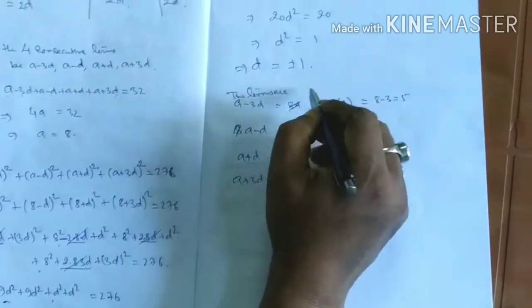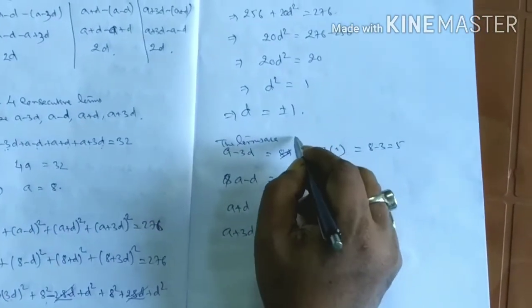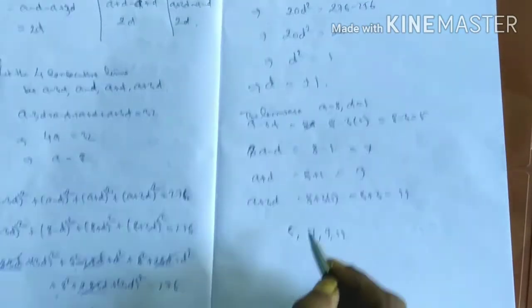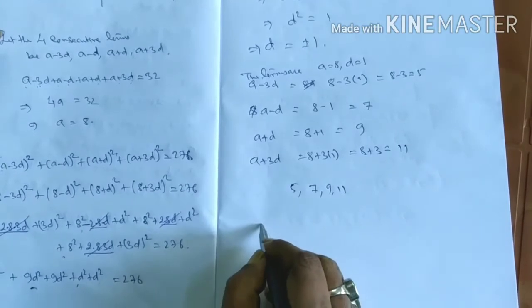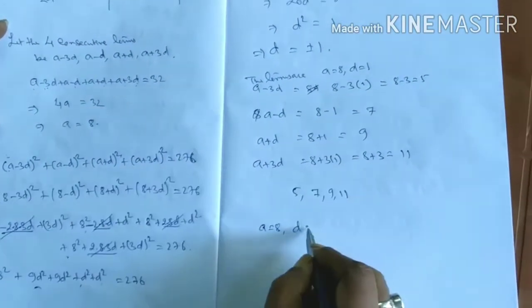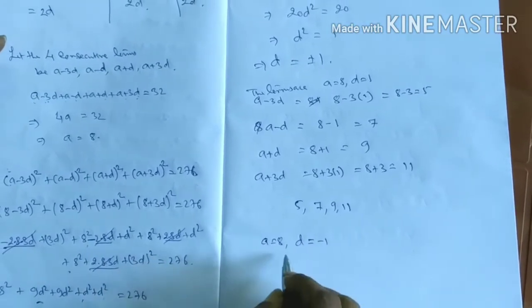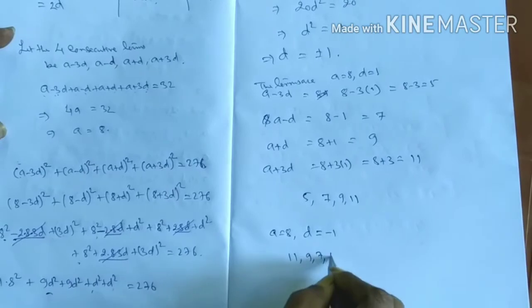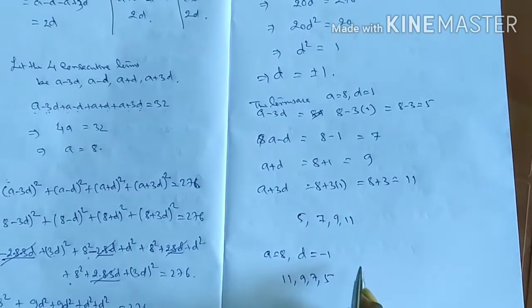That is when we take a is equal to 8 and d is equal to 1. Now if we take a is equal to 8 and d is equal to minus 1, then I will get 11, 9, 7, 5. So both the answers are correct.